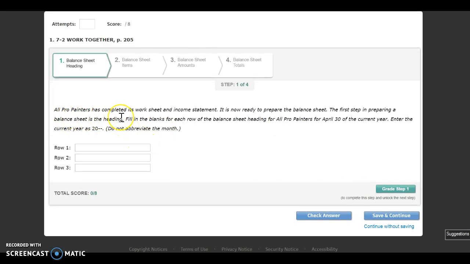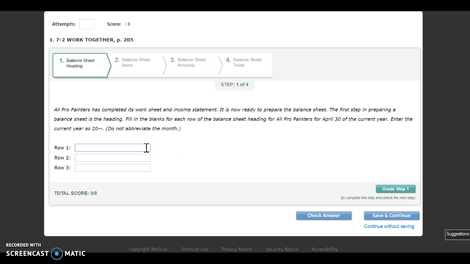So All Pro Painters has completed its worksheet and income statement. It's now ready to prepare the balance sheet. The first step in preparing a balance sheet is the heading. We need to fill in the blanks for each row of the balance sheet heading for All Pro Painters for April 30th of the current year. We're going to enter the current year as 20 -.